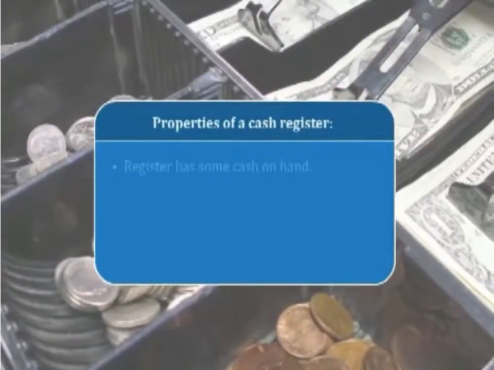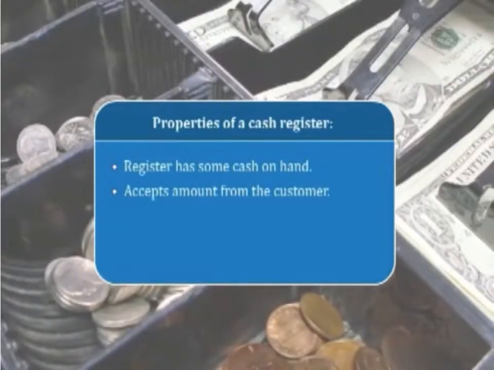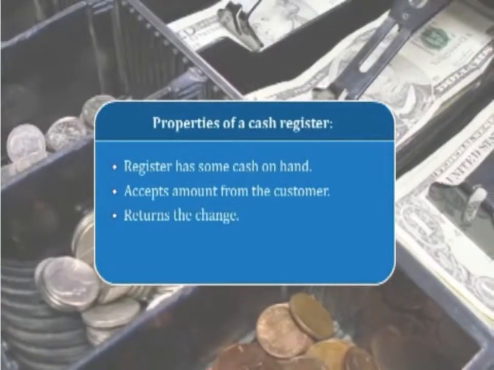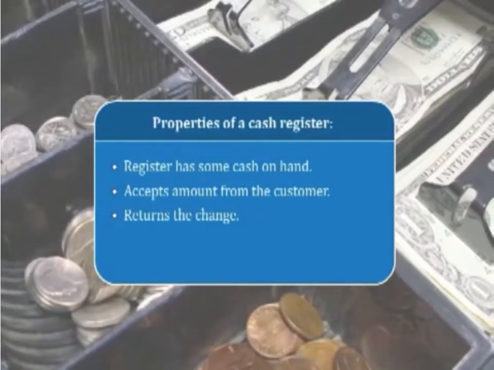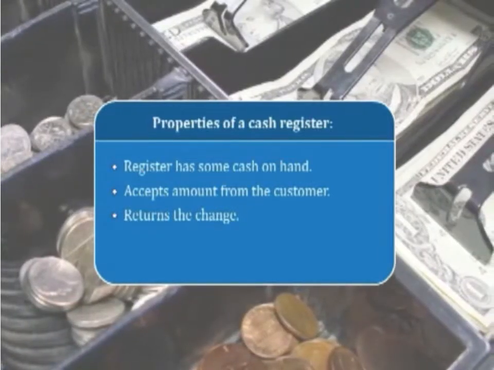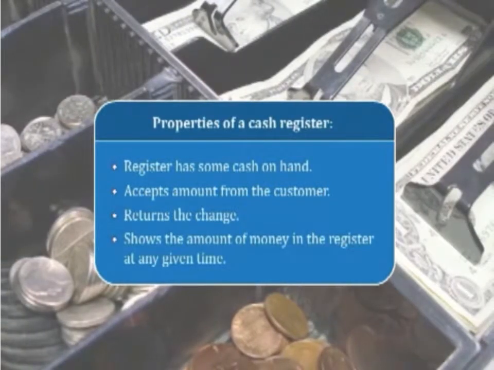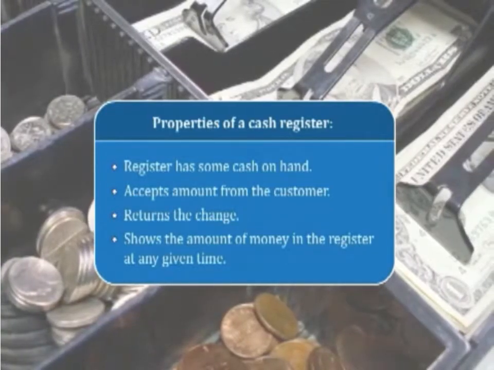The register has some cash on hand. It accepts an amount from the customer, and if the amount deposited is more than the cost of the item, it returns the change. For simplicity, we will assume that the user always deposits money greater than or equal to the cost of the product. The cash register should also be able to show the amount of money in the register at any given time to the juice machine's owners.